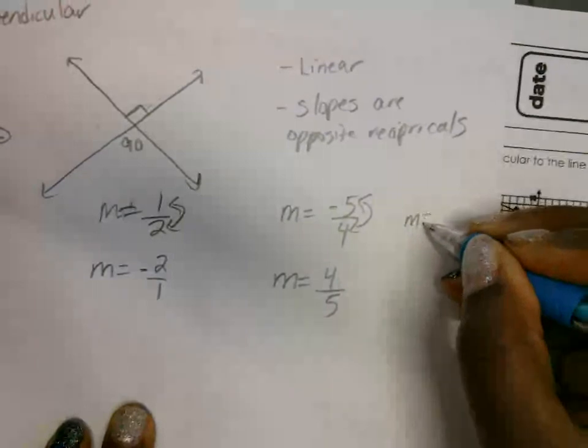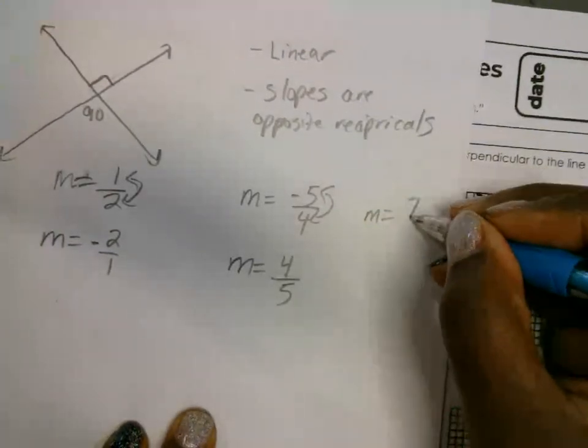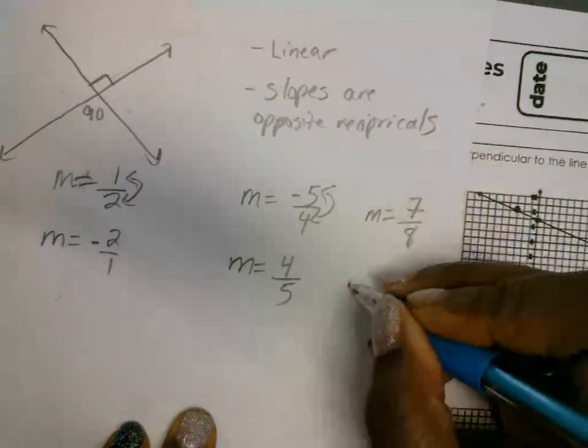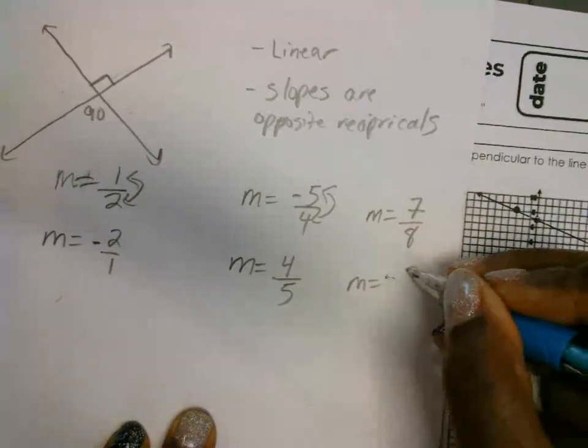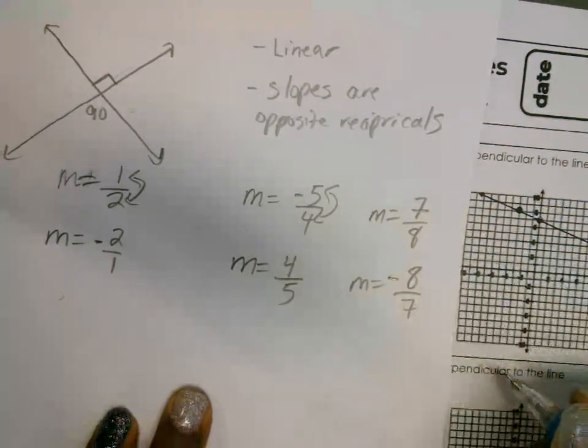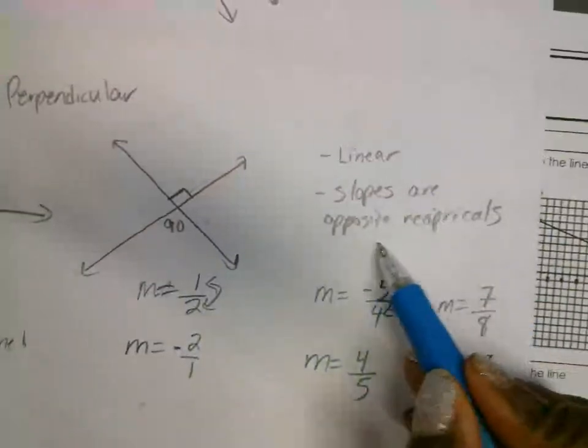If the slope of one line is positive 7 over 8, then the slope of the other line that's perpendicular to it is negative 8 over 7. So perpendicular lines have opposite reciprocal slopes. Parallel lines have the same slope.